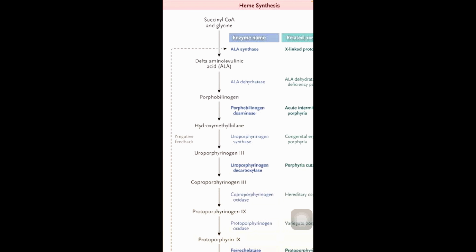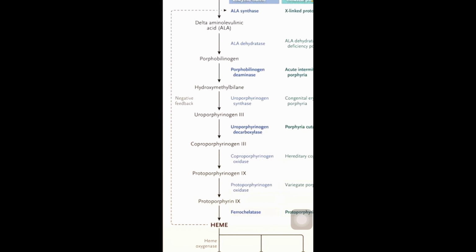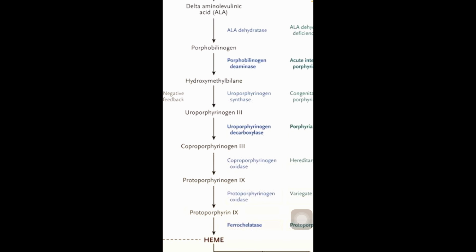Deaminase to hydroxymethylbilane. Then what happens next? Another synthase to synthesize uroporphyrinogen III. So what do we need? We need uroporphyrinogen synthase. In order to get uroporphyrinogen III, we need uroporphyrinogen synthase.